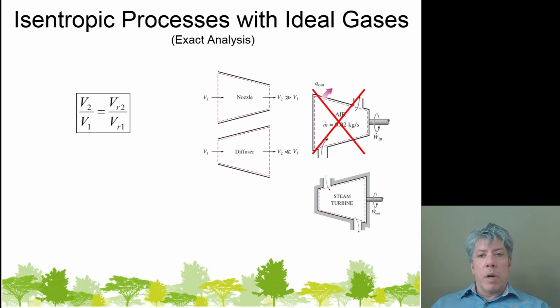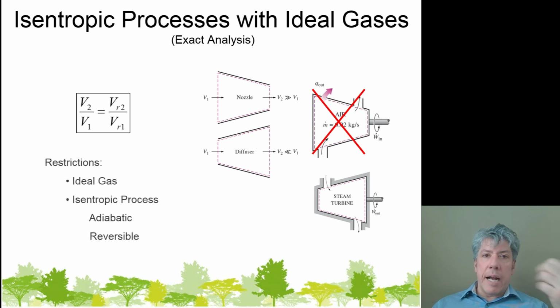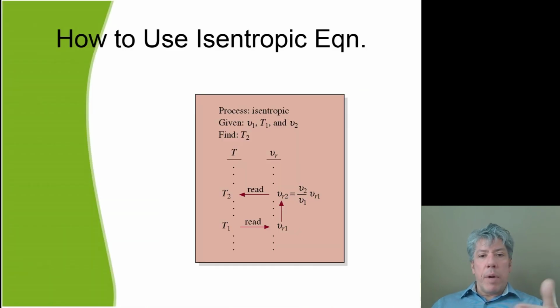It obviously will not work on this device that has some heat transfer. And the reason it doesn't work there is because this equation is another isentropic equation. It only works on ideal gases. That's built into the equation. It only works for isentropic processes as well. Now the way we use this is very much the way we use the relative pressures. You simply use whatever temperature is known to find the relative volume, then use the isentropic equation to go from the relative volume in one state to the relative volume in the other, assuming we have the volume at the initial and final states, and then read off the temperature in the second state.